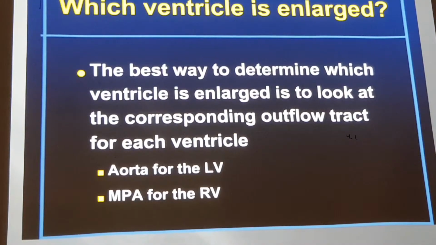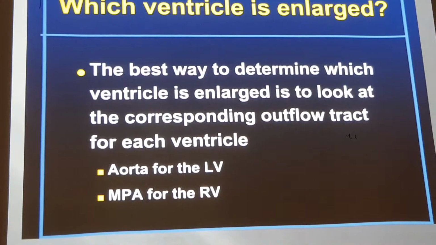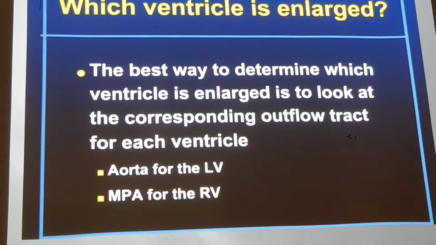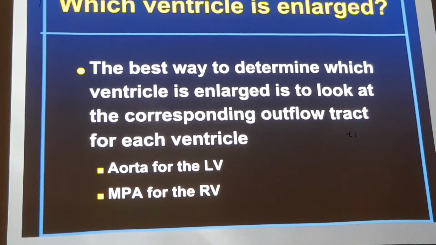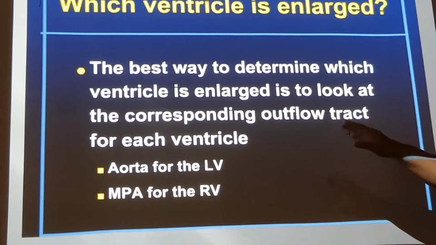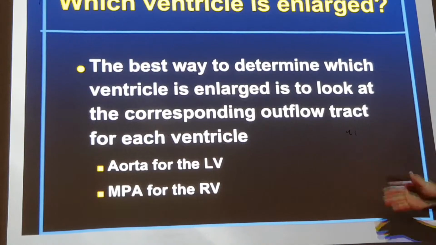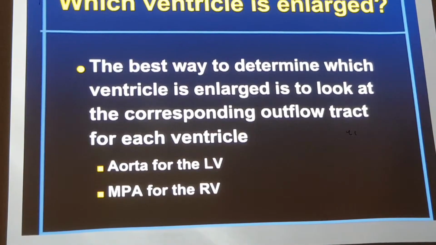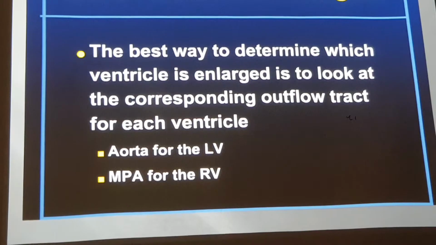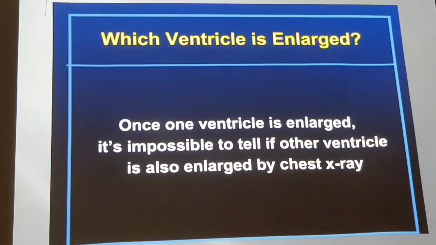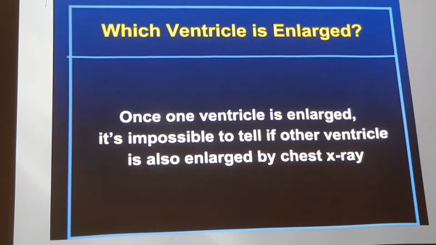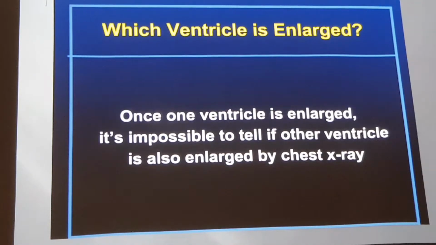So again, remember, the best way to determine which ventricle is enlarged is to look at the corresponding outflow tract for each ventricle. If the cardiothoracic ratio is enlarged, you check if the aorta is enlarged. If you see that the aorta is also big, that's left ventricular enlargement. If the MPA is big or convex, that's a right ventricular enlargement. Once one ventricle is enlarged, it's possible to tell if the other ventricle is also enlarged by chest X-ray.